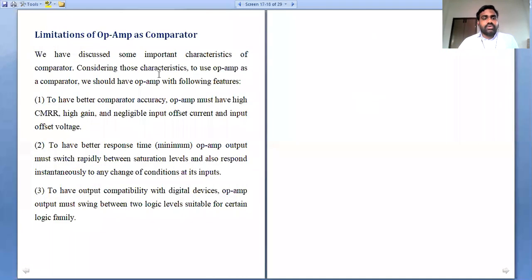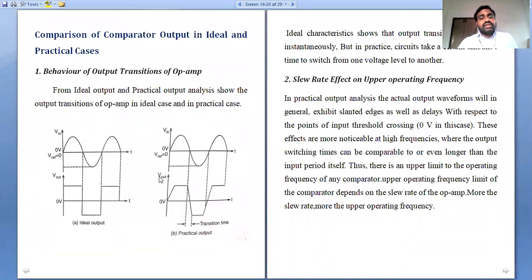Next we discussed various limitations on how the comparator has to be operated. The comparator should have good accuracy and high CMRR. The gain should be high, and the output offset currents, input offset currents and input currents have to be less. The response time has to be minimum. These are the limitations we discussed, and we analyzed the behavior of the output voltage with respect to an ideal comparator and a practical comparator, and saw the effects of transition drift.